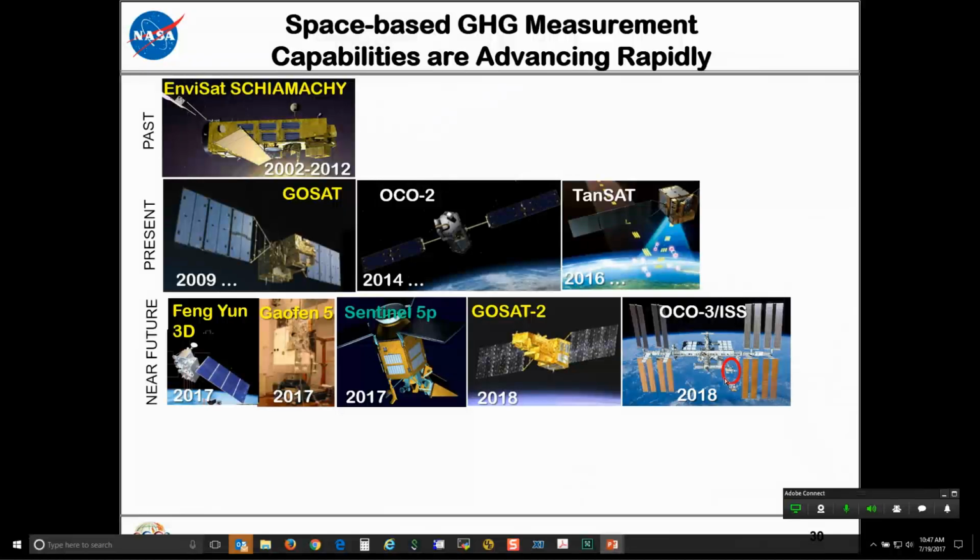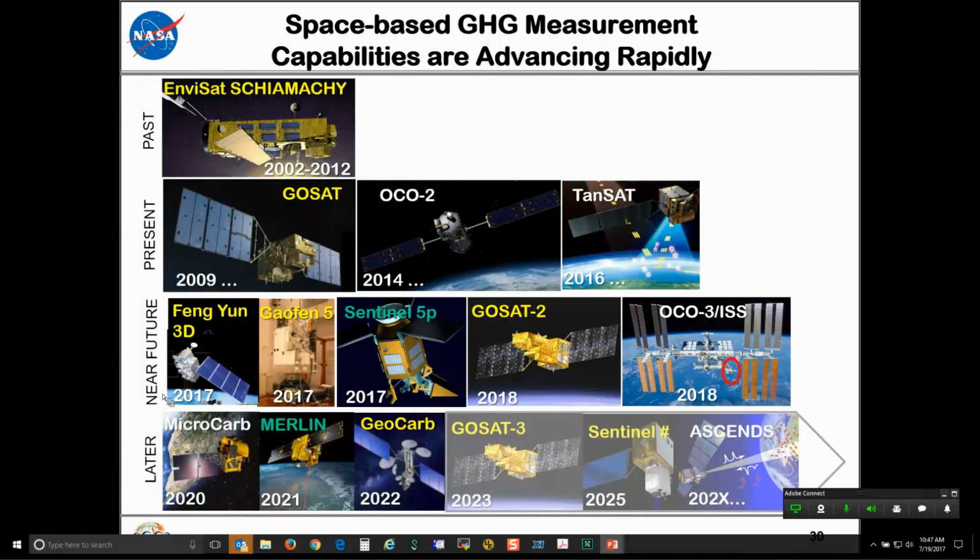OCO3 is scheduled to launch to be inserted onto the International Space Station Japanese Equipment Module in 2018 as well. As some of you have heard, it's been threatened for cancellation, but that isn't final yet. We've been told to complete the instrument and deliver it, and so we're going ahead and doing that at the moment, hoping for the best.